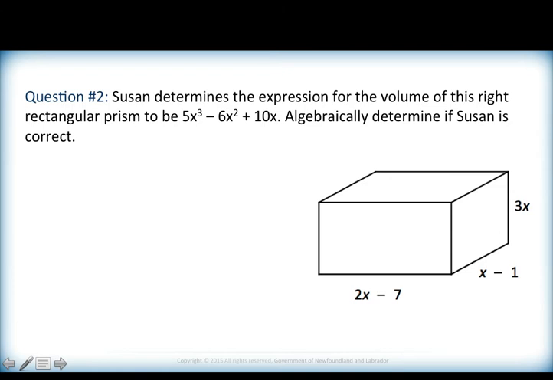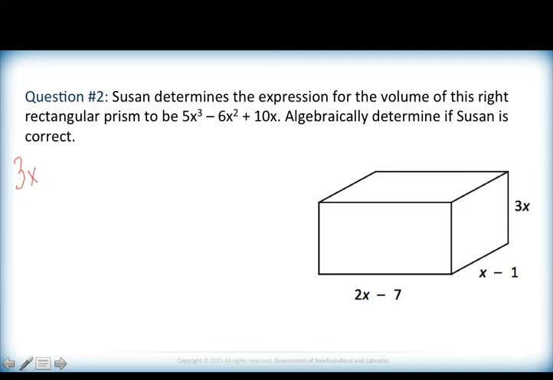Number 2 is very similar. Susan determines the expression for the volume of this right rectangular prism to be 5x cubed, subtract 6x squared plus 10x. Algebraically determine if Susan is correct in her answer. So if we notice, we have the right rectangular prism and we have 3 dimensions. So when we find the volume, we do volume equals length times width times height. So all we have to do here is take those 3 dimensions and we're going to multiply them together.